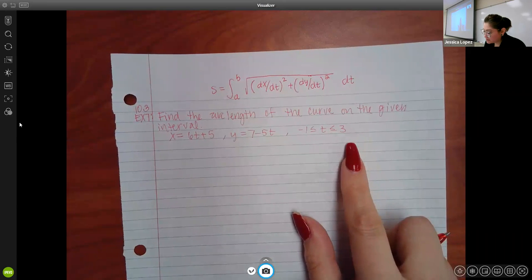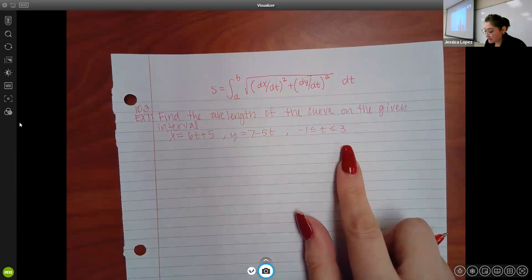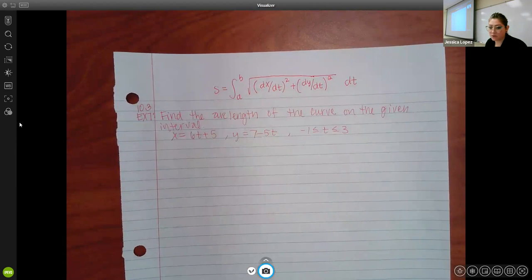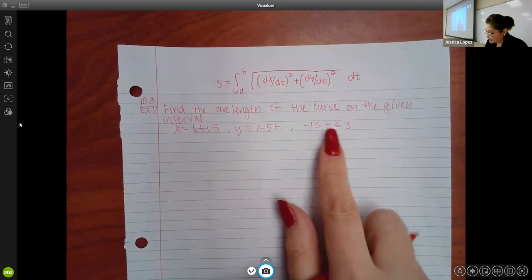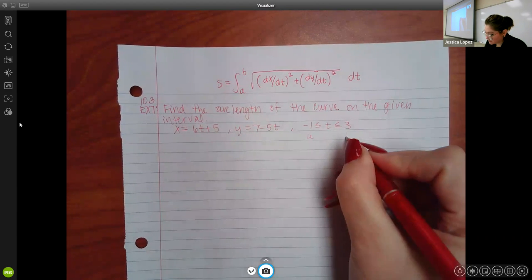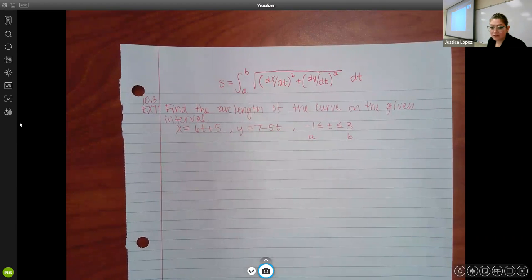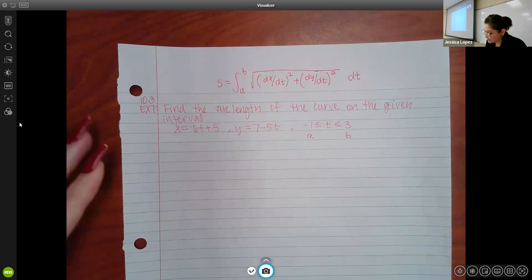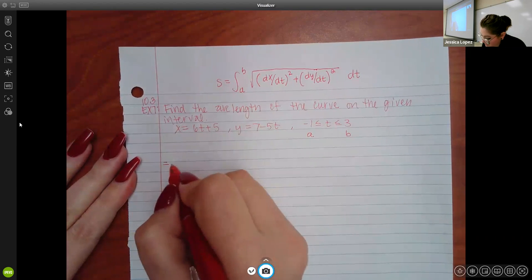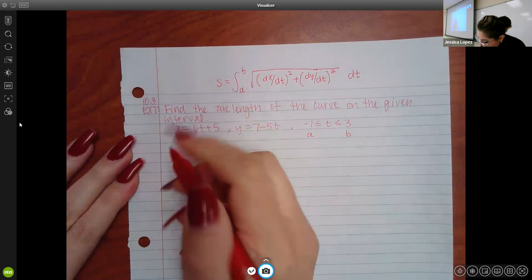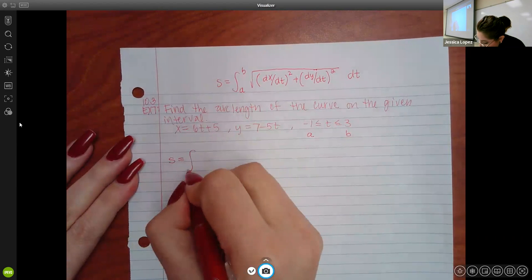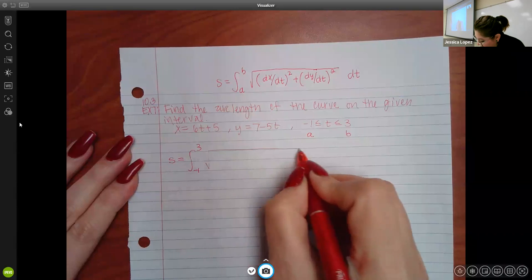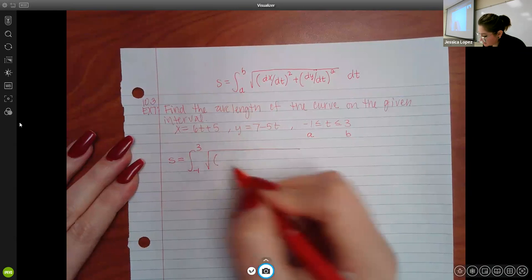So I am going to do this formula. We get kind of lucky because we do get the bounds, right? We don't have to think about it for the parametric equations. They give us the bounds. This is going to be my lower bound, and this is going to be my upper bound. The only pieces I need are the dx dt and the dy dt, but that's not too hard to find. So I'm going to write s equals the integral from -1 to 3, a big giant square root, and then dx dt is what?